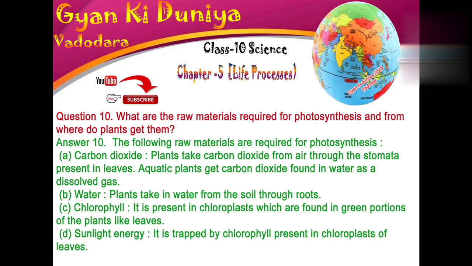C. Chlorophyll. It is present in chloroplasts, which are found in green portions of the plants like leaves. D. Sunlight energy. It is trapped by chlorophyll, present in chloroplasts of leaves.